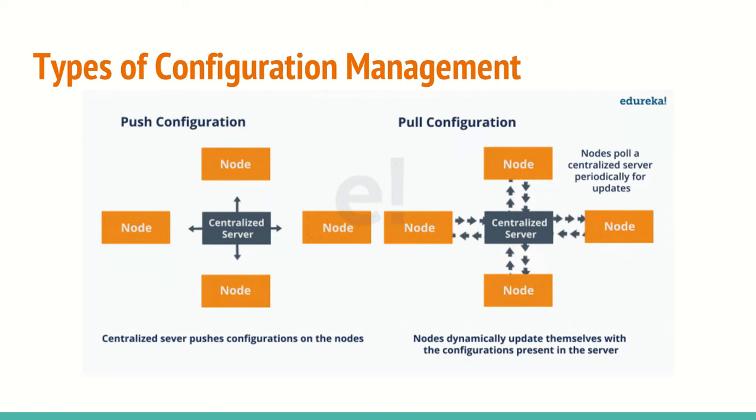We shall look into what are the types of configuration management. There are two types. One is the push configuration and pull configuration. Push configuration is where the central server contacts the nodes periodically. And in the pull configuration, nodes poll a centralized server periodically for updates. And SaltStack uses the push configuration along with Ansible, and the pull configuration is used by Puppet and Chef.